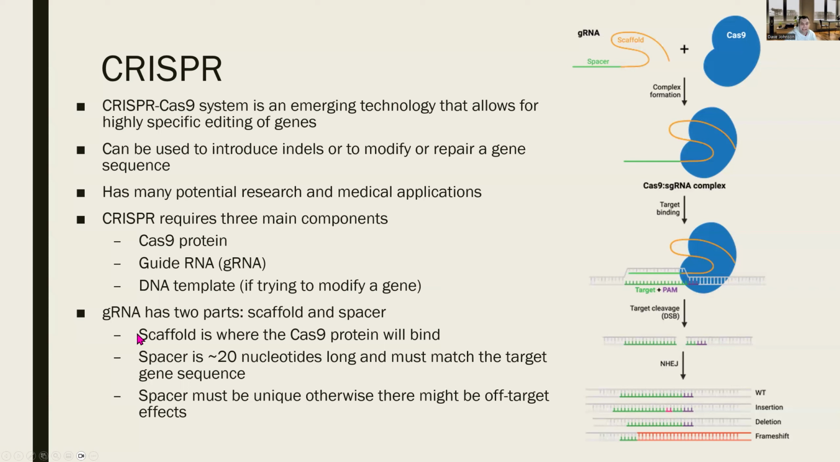First, let's start with the guide RNA. So the guide RNA has two parts. It is one large RNA. Part of it is the scaffold.